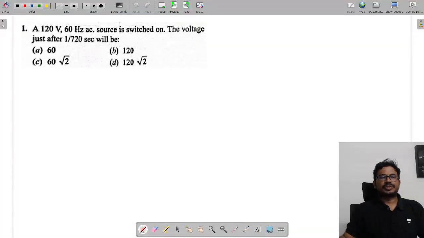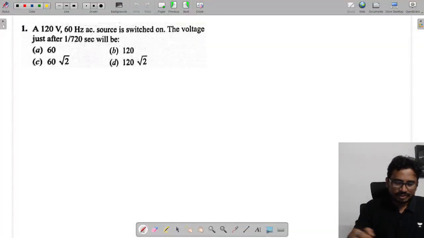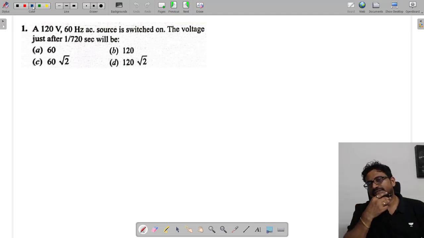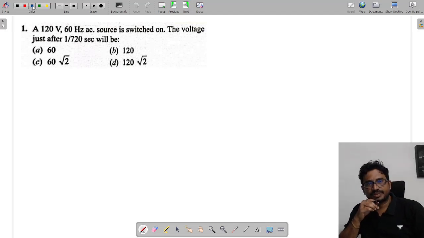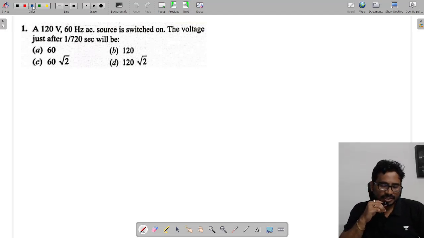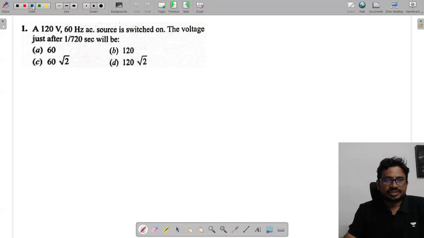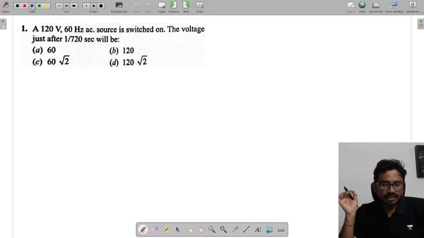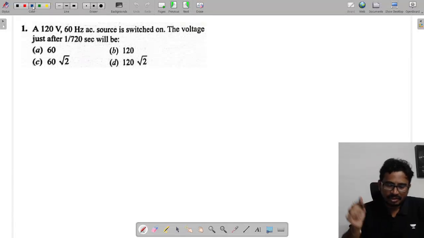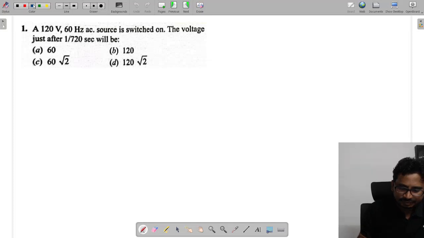Let's start today's session. Today's class we are discussing AC circuit problems. See this question: a 120 volts, 50 Hz AC source is switched on. The voltage just after 1/720 seconds is? We are going to discuss each and every problem of AC from the very basic level to a high level. So let's have a discussion now.